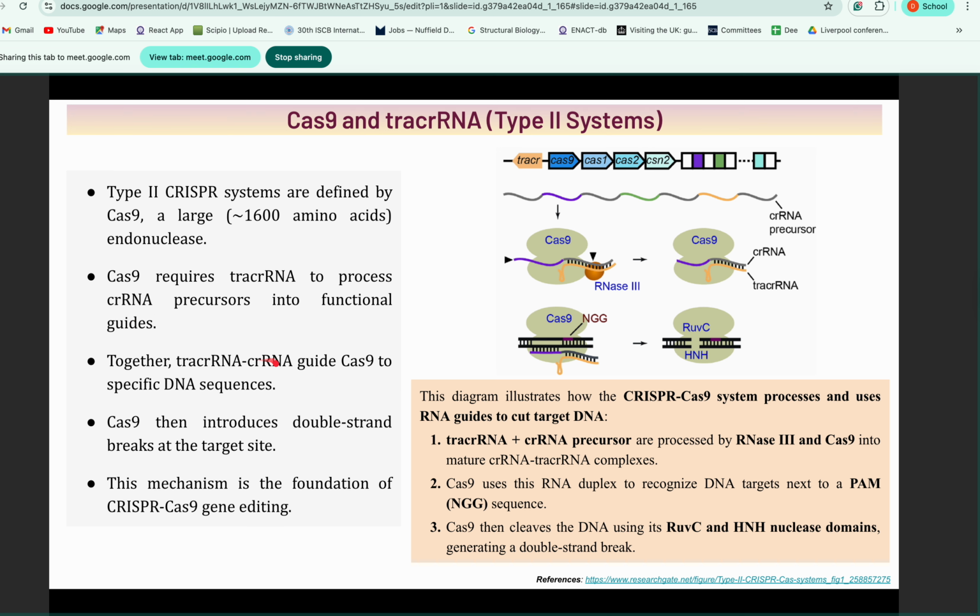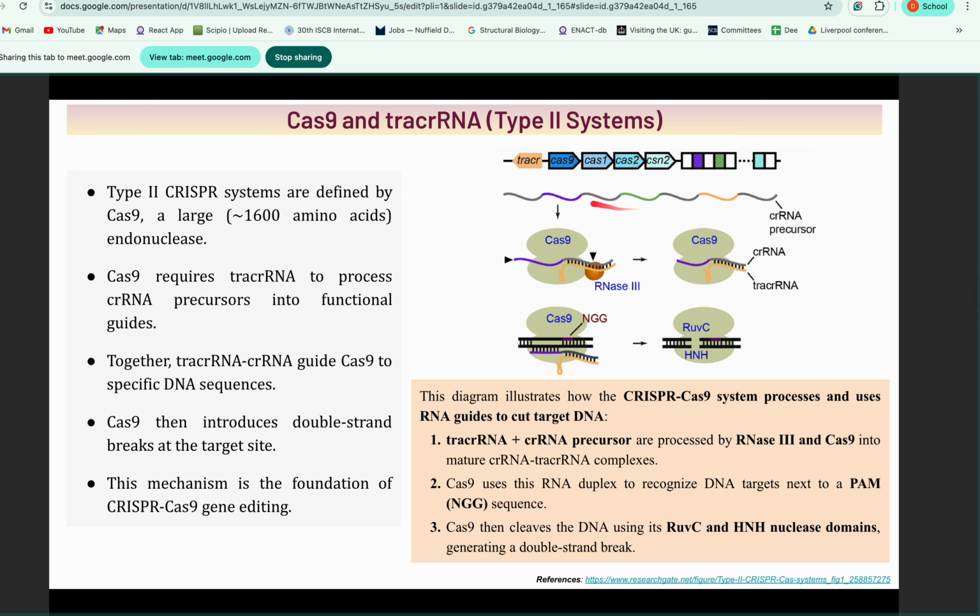Okay, so together tracrRNA and CRISPR RNA guide the Cas9 to specific DNA sequences. Cas9 then introduces double strand breaks at the target site, and this mechanism is the foundation of CRISPR-Cas9 gene editing. So what it is saying is that we also require this tracrRNA to process the CRISPR RNA precursors into the functional guides.